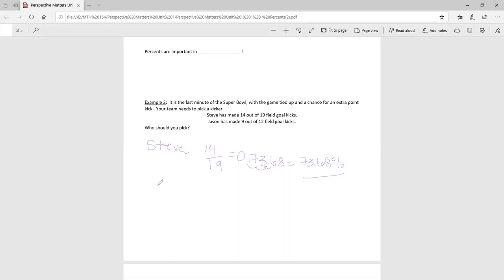Then if we come over to Jason, Jason has made 9 out of 12, and that's a little bit of an easier one. That's 3/4 again, which is 0.75. If you're not sure, feel free to punch it in your calculator. 1, 2, so he has a 75%. So you might decide you're going to pick Jason because he has a better percentage.